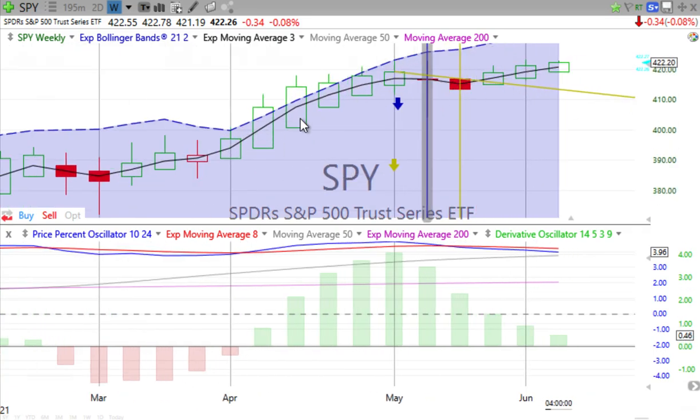Also, how to read the Heikin-Ashi candlesticks, how to draw and use trend lines, all sorts of important stuff. Let's jump into these charts.